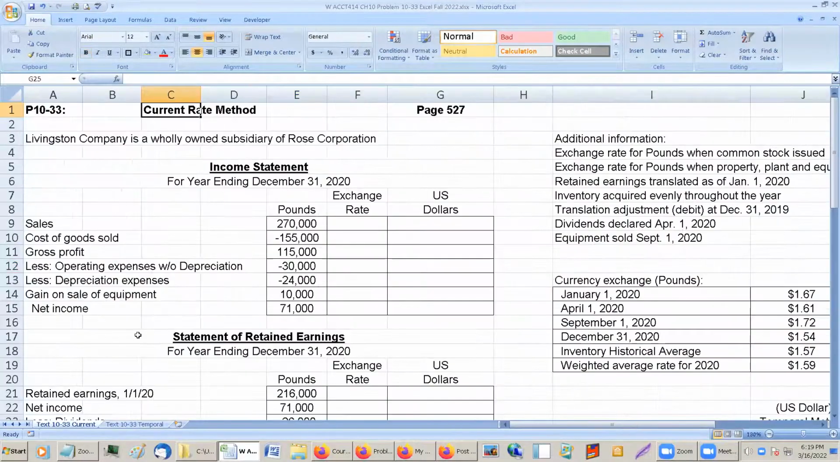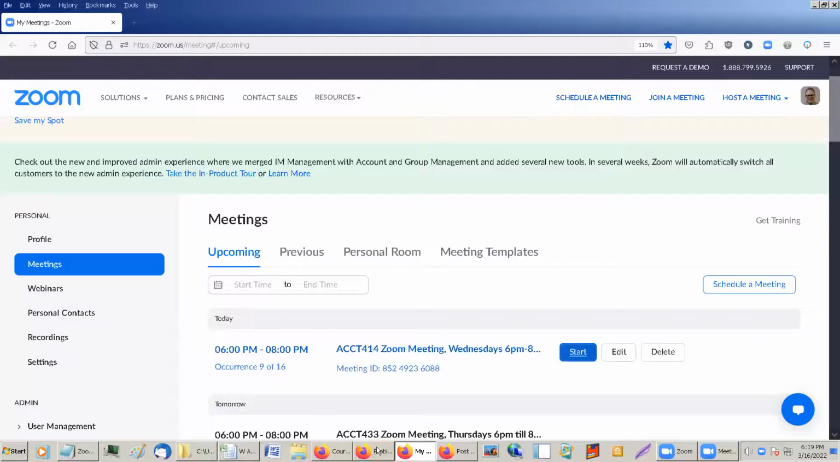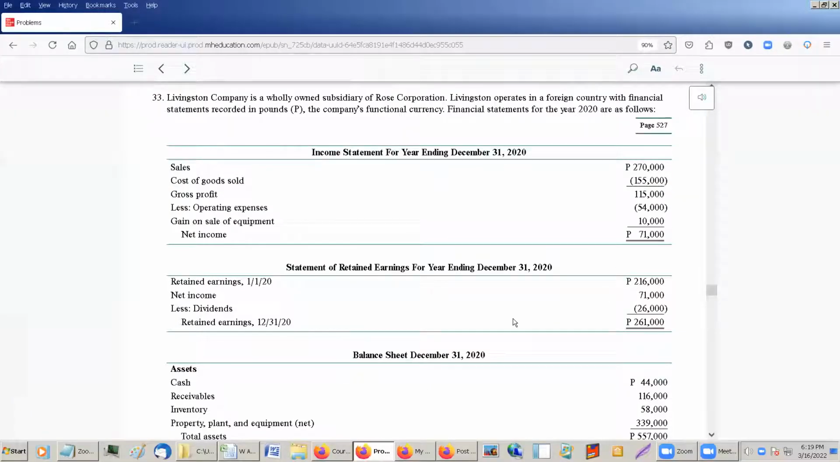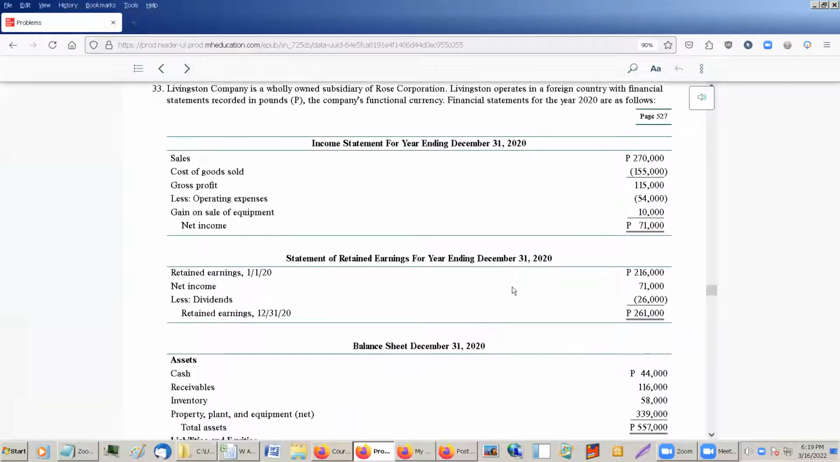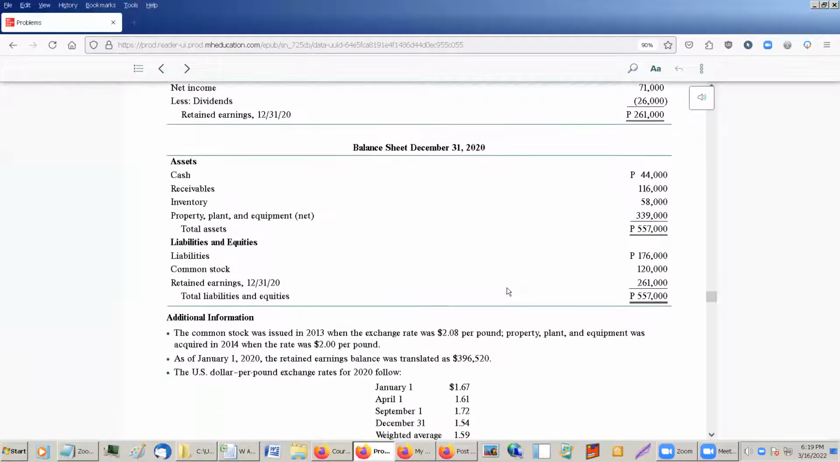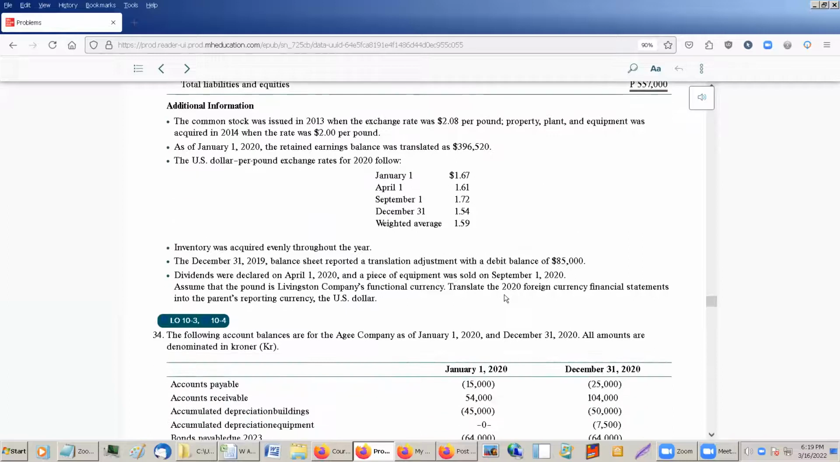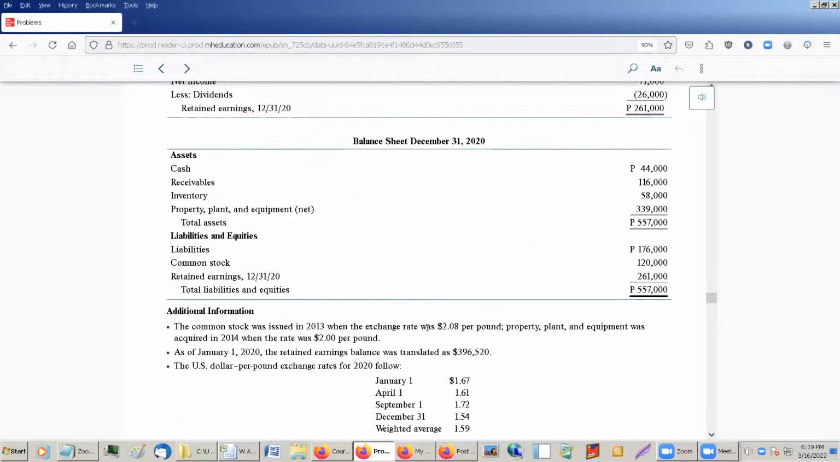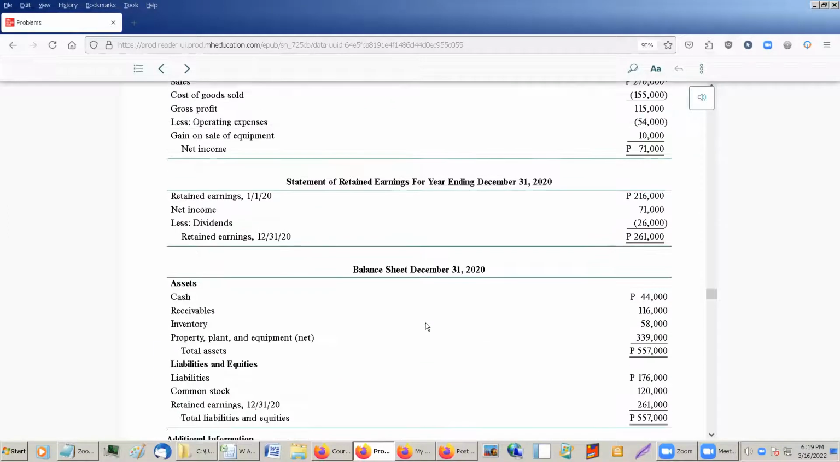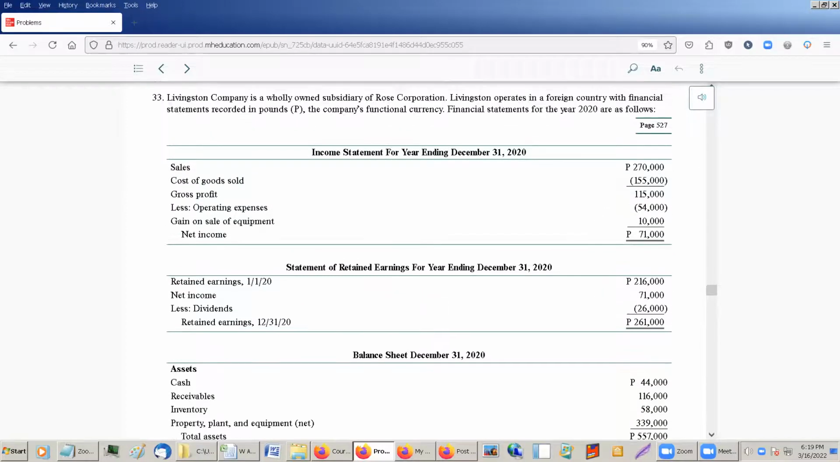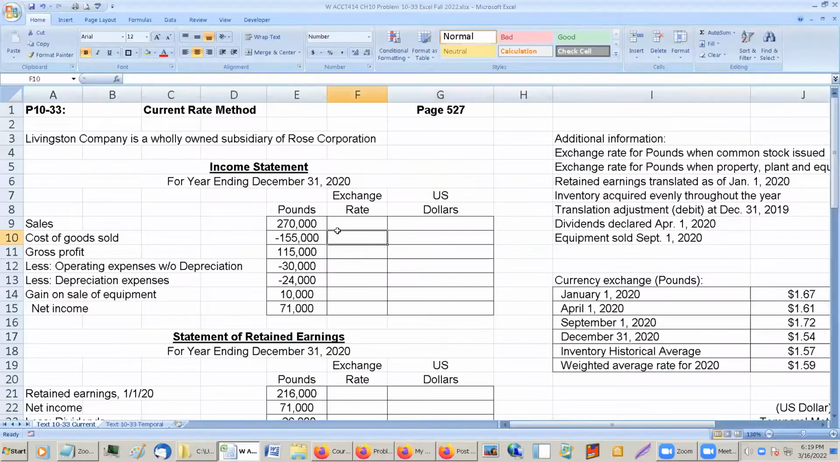So this is problem 10-33. It's on page 527 in the textbook. It looks like this, which of course you couldn't see because I knucklehead. And so this is what we're going to be doing. Again, I just take it from this and put it into a spreadsheet just because it's easier to do it this way.